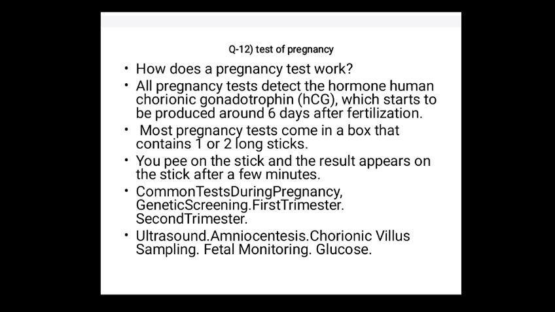Common tests during pregnancy: genetic screening, first trimester, second trimester, ultrasound, amniocentesis, chorionic villi sampling, fetal monitoring, and glucose level. These tests are important during pregnancy.